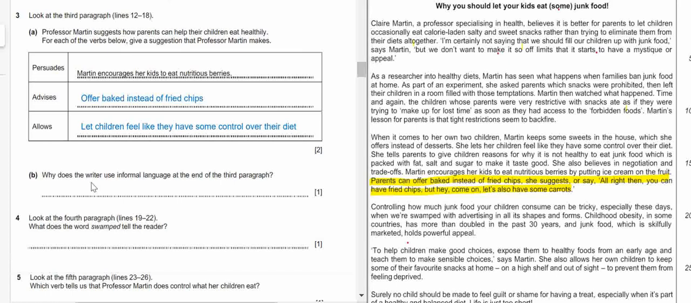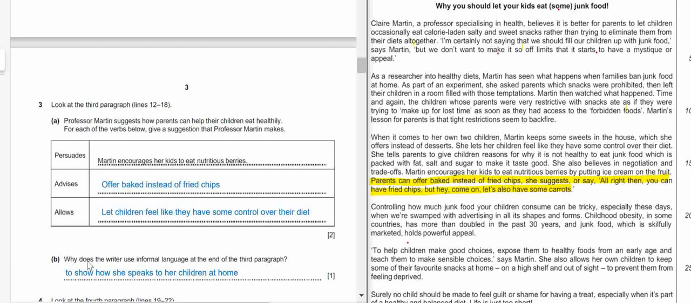Right, let's reveal the answer. To show how she speaks to her children at home. That will be the one correct answer. Or you may also answer to make it more personal. If you have any questions, please feel free to write in the comment section in Susan's YouTube channel if you need to clarify your answer. Now let's move on to the next question.